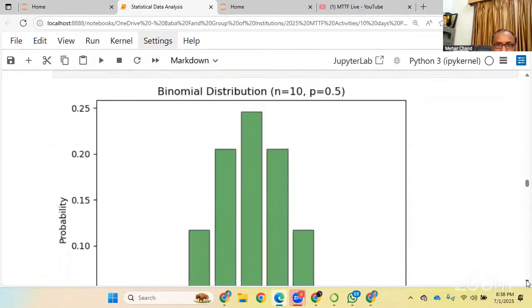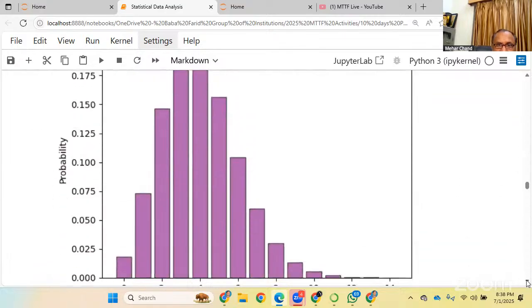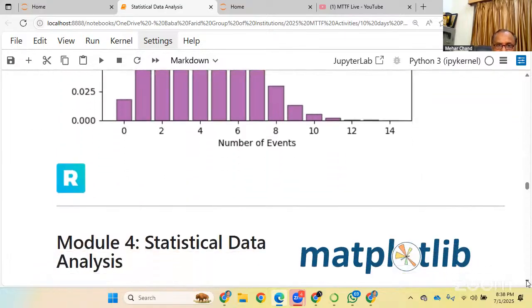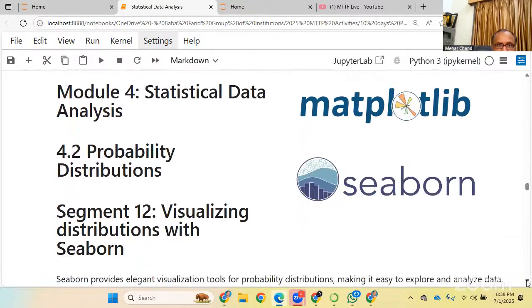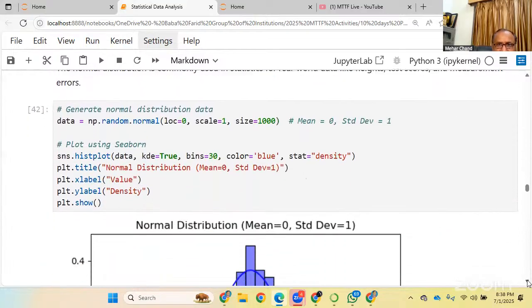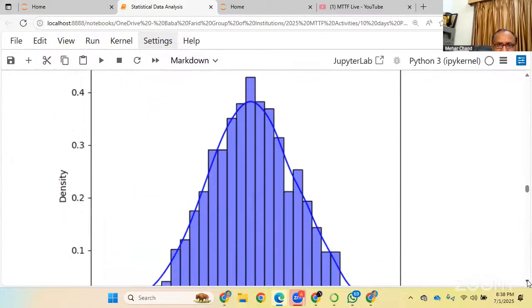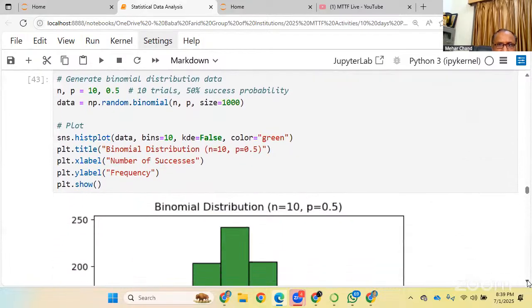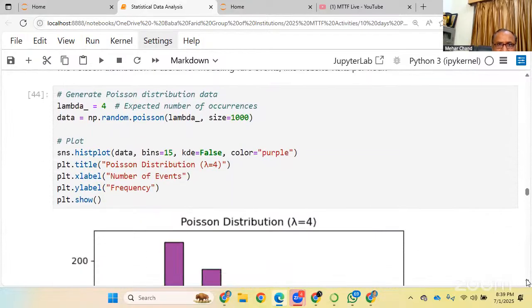You can go through all these plots. We have discussed all this part, and the above examples are using Matplotlib, and here some examples will be there using Seaborn. Okay, here we are using Seaborn. We have the normal distribution, same examples, but with different parameters. Various examples are put here.